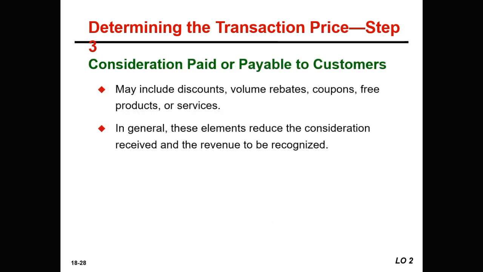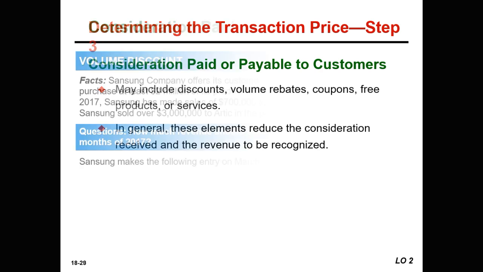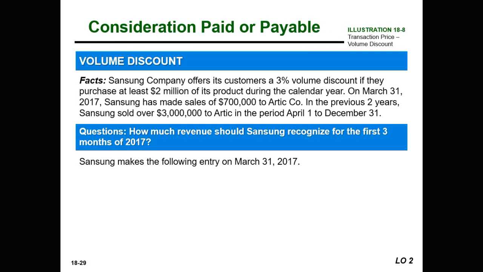We then have consideration paid or payable. So these are some additional factors that come into play. And they include things like discounts, volume rebates, coupons, free products, or services. In general, these different types of items will reduce the consideration received and the revenue recognized. So what is consideration paid or payable to the customers? Let's look at Samsung Company as an illustration.